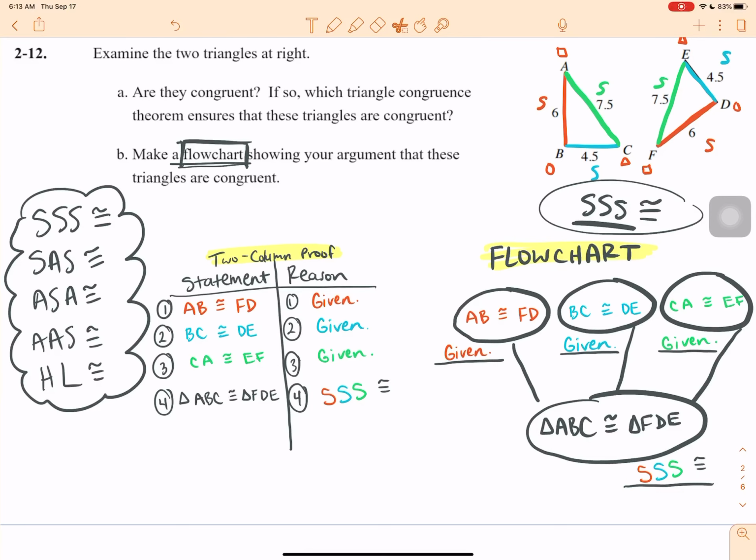Sorry about that little mix-up, but there are two ways to write a proof. This is 2-column proof, flowchart proof. Okay? All right, so again, pause the video if you need to get that down. I'm moving on to the next question.